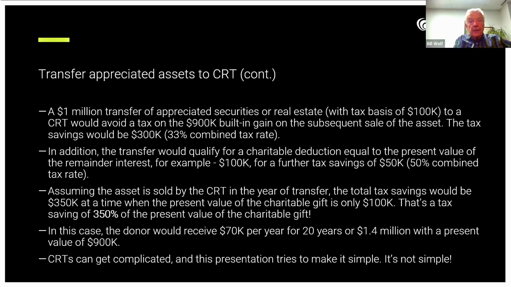So this part of it isn't as attractive, but the trade-off is you're going to get the annuity for the rest of your life. And so when you compare the tax savings to what the present value is and what's going to go to charity, the tax savings are 3.5 times what you're giving away to charity in present value terms. 3.5 times. That is just phenomenal. I can't dramatize that enough. CRT is a very, very powerful tax planning tool in the right situation.